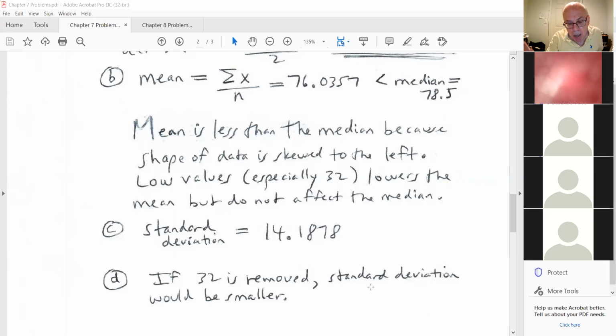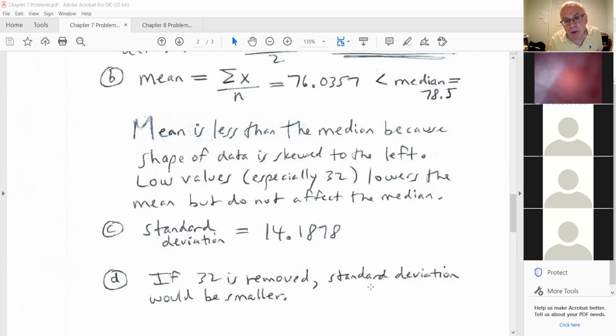Now, why do we subtract 1? It's a statistical reason. Again, we don't need to go into that, but that's the formula. And that's called the variance when you do all that. Then we take the square root of the variance to get the standard deviation. That's if you were doing it the long way.